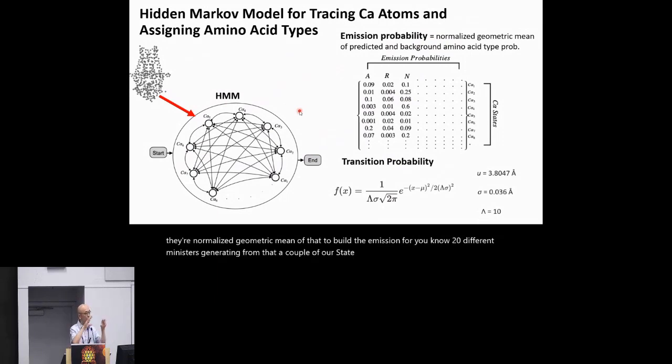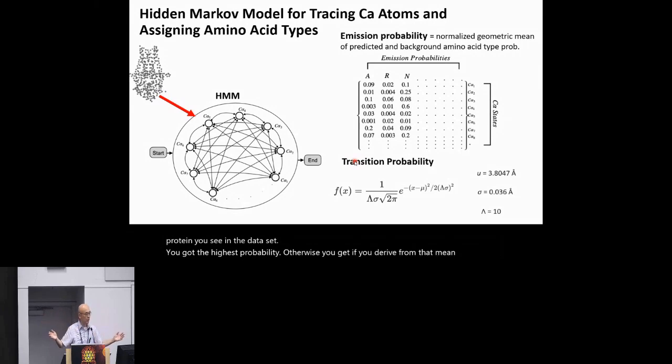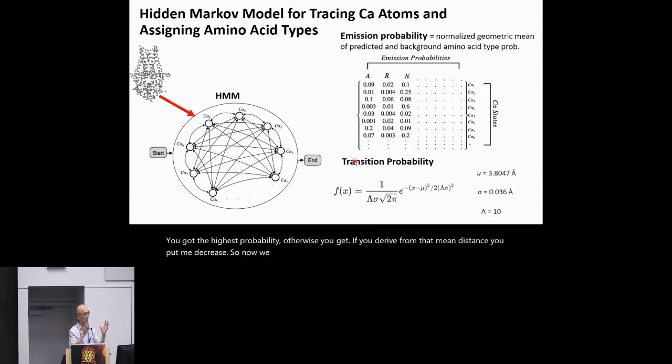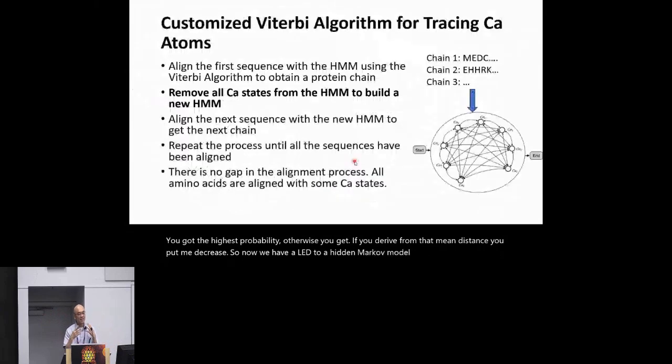The transition probability between 2 carbon alpha states is related to the distance between these 2 carbon alpha states. If their distance is close to the mean distance of contact residues, or 2 adjacent residues in the protein you see in the data set, you get the highest probability. Otherwise, if you deviate from that mean distance, your probability decreases. So now we have a latent hidden Markov model. Then we can use the standard Viterbi algorithm to align each protein chain sequence against this hidden Markov model to build the entire structure, linking them together.